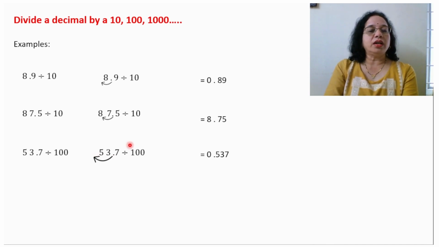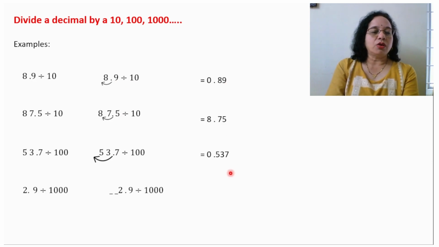Don't forget to write down the number which is after the decimal. You are supposed to write that number also. Most of the time students forget to write that, they just write the answer 0.53. So don't forget this 7 to write in the answer.